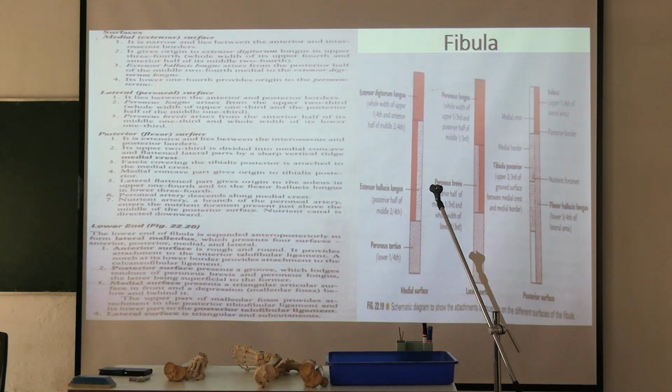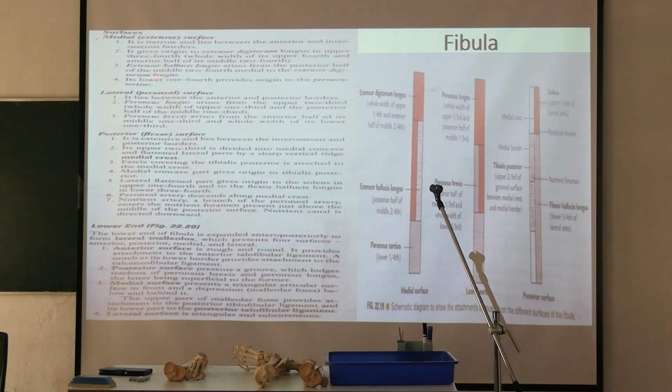Next we go to the surfaces, medial or extensor surface. It is narrow. This is the attachment of the medial surface we have discussed. The medial or extensor surface is narrow and lies between the anterior and interosseous border. It gives origin to extensor digitorum longus in the upper 3/4, whole width of its upper 1/4 and anterior half of its middle 2/4. And extensor hallucis longus arises from the posterior half of the middle 2/4. Here extensor hallucis longus is medial to the extensor digitorum longus, and the lower 1/4 provides origin to peroneus tertius. Here is the peroneus tertius.